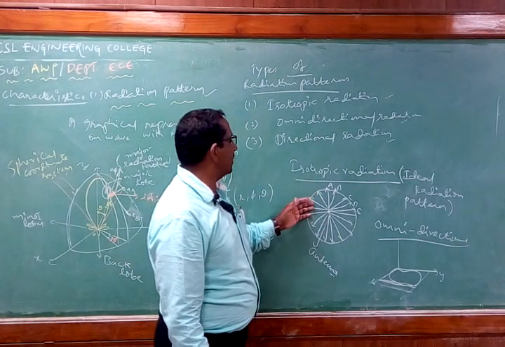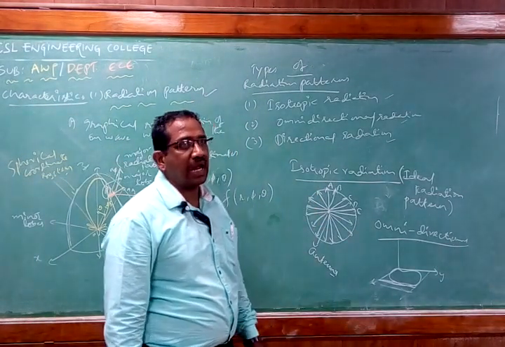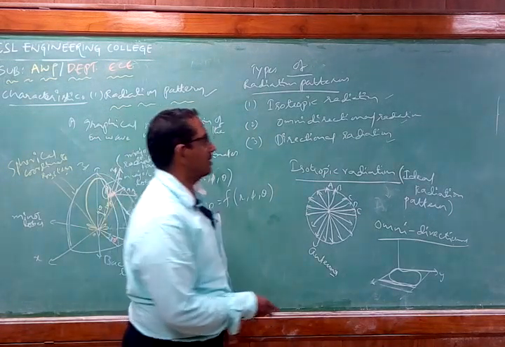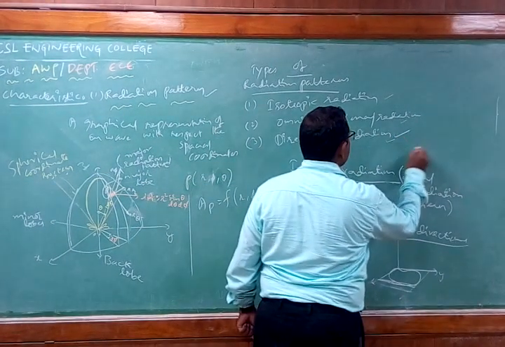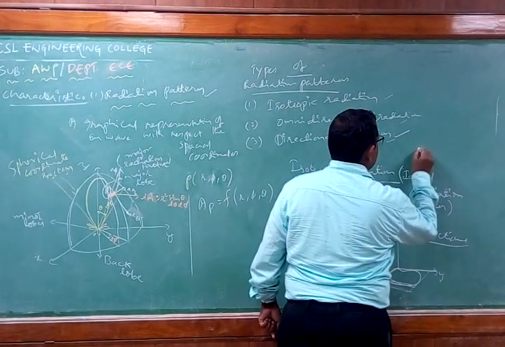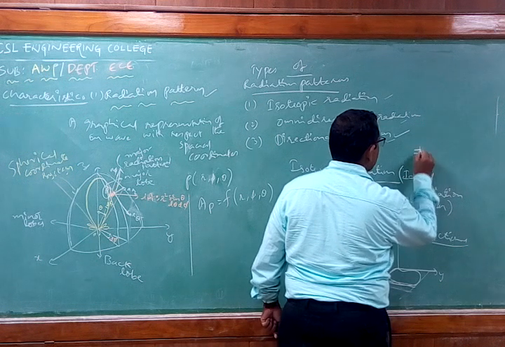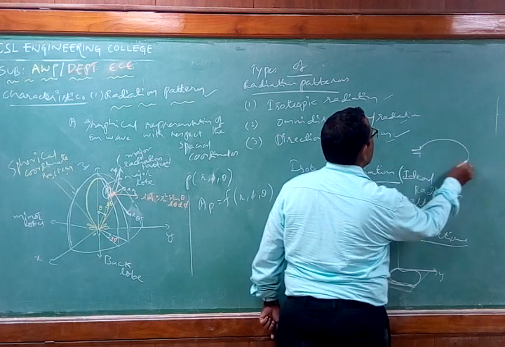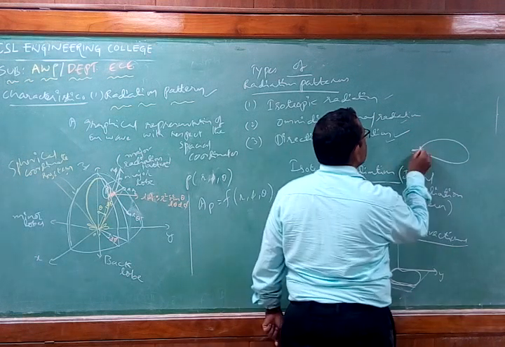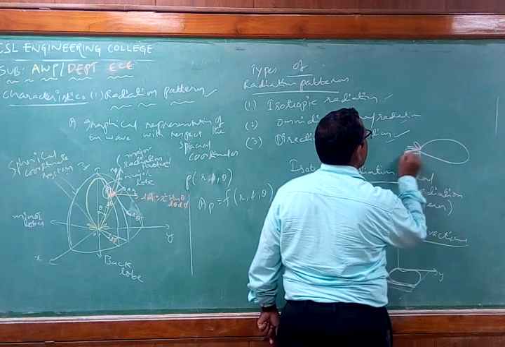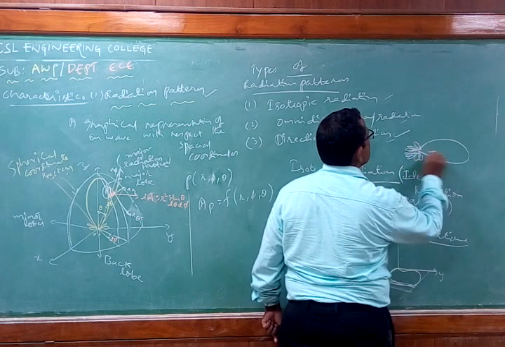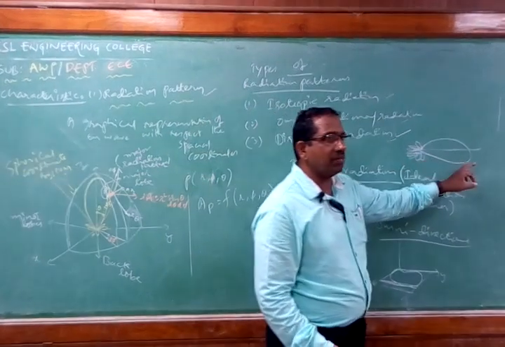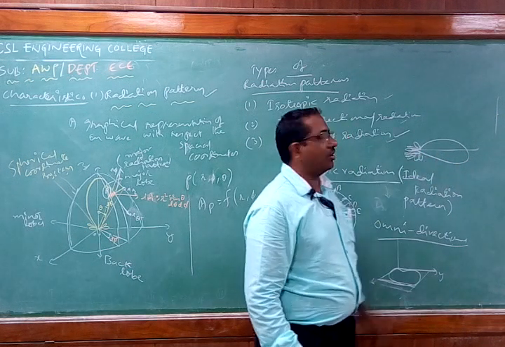So we normally experience this kind of pattern from a transmitting antenna. The next one is the directional radiation pattern. Now what do we mean by directional radiation pattern? Say, for example, I have a small antenna here, a dipole antenna, and it is radiating like this. It has some side lobes like this, a back lobe here, and this is the main lobe. Now this antenna is radiating its maximum power only in this direction, not in any other direction.